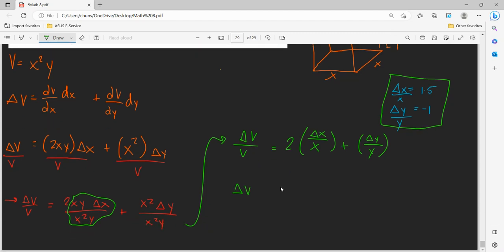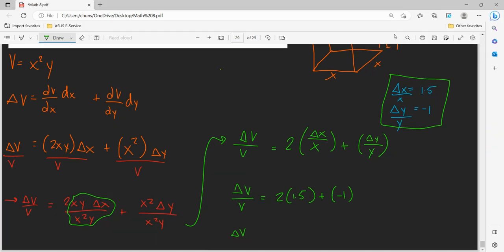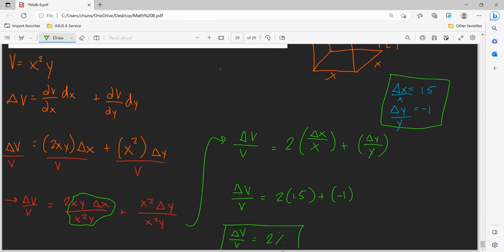So this is 2 times 1.5 plus negative 1, which makes our value for our percent equal to 2%. Okay, so that is this question here.